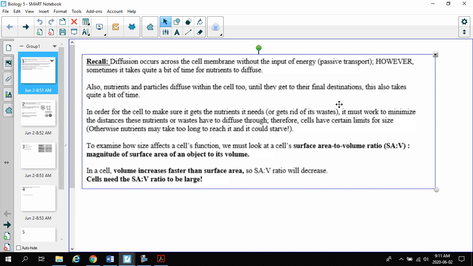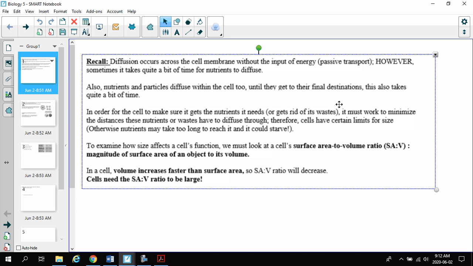However, sometimes it takes a while for nutrients to diffuse. Nutrients and particles diffuse within the cell as well. Once they get in the cell membrane, they need to move across the cell to get to the organelle or the target that they're looking for. That also takes quite a bit of time as it moves from its area of high concentration. At the level of the cell membrane, it's going to be high concentration as it's moving in, and then it needs to diffuse across the cell, which can take quite a bit of time.